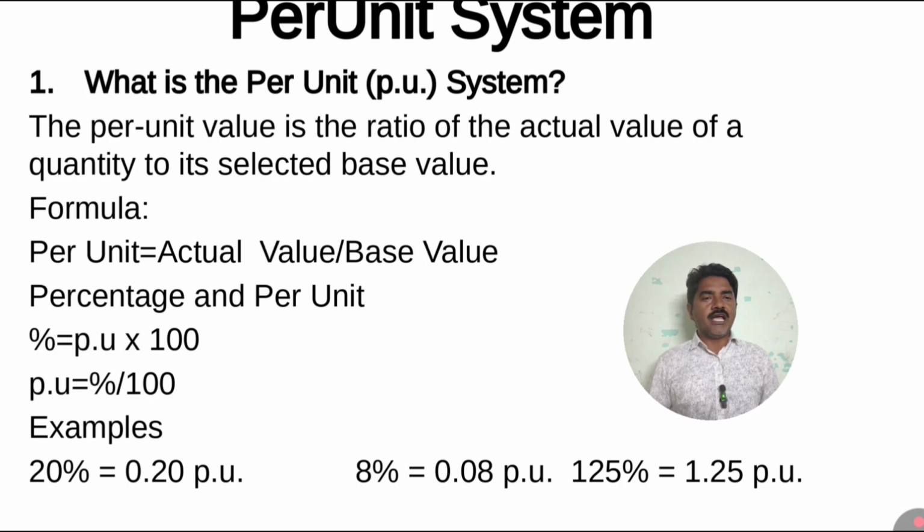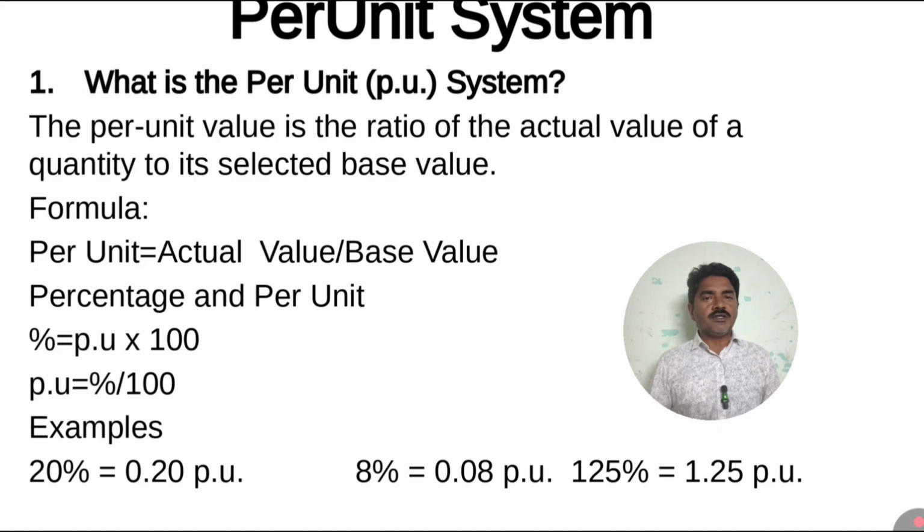Today we are discussing the per unit system and the advantages of the per unit system. What is the per unit system? The per unit system is the ratio of the actual value to the selected base value.